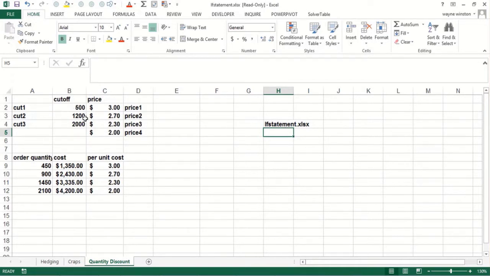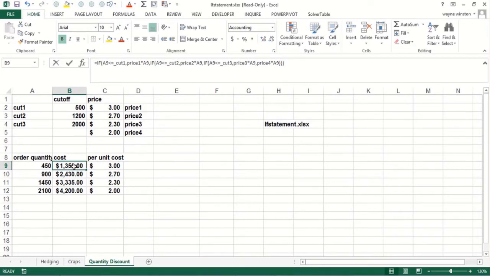So let's suppose we give a quantity discount to people buying a product. If they buy up to 500 units, they pay $3 per unit. If they buy between 500 and 1,200 units, they pay $2.70 per unit. If they buy between 1,200 and 2,000 units, they pay $2.30 a unit. If they buy more than 2,000 units, they pay $2 per unit. Write a formula that for any order quantity will give us the cost of buying that many units, and per unit cost is just cost divided by units.